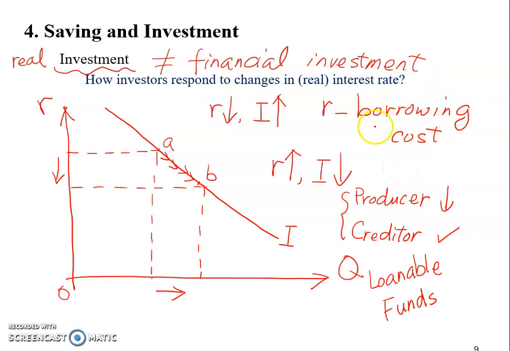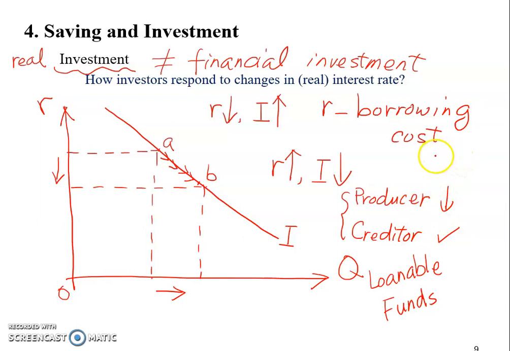Now here, it's a very good chance for us to come back and rethink about R. Previously, we said that R is the borrowing cost, right? How much you have to pay to get a loan from a bank. But here, even for those firms who don't need to borrow, we believe R also measures their potential returns from lending out the money, right?